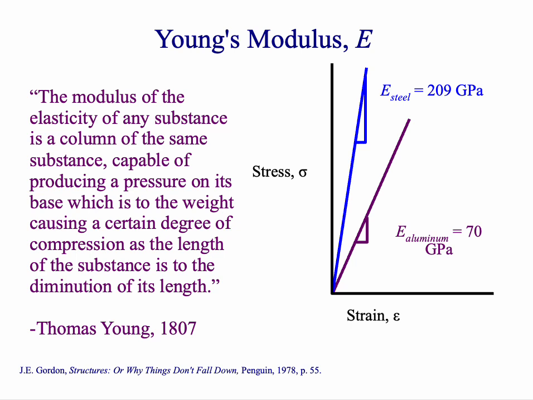The two mechanical properties we use most in strength of materials, ET200, are strength and stiffness, which is also called Young's modulus. Here is Young's original definition of modulus from 1807. The modulus of the elasticity of any substance is a column of the same substance capable of producing a pressure on its base, which is to the weight causing a certain degree of compression as the length of the substance is to the diminution of its length.